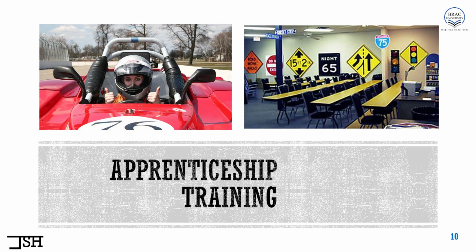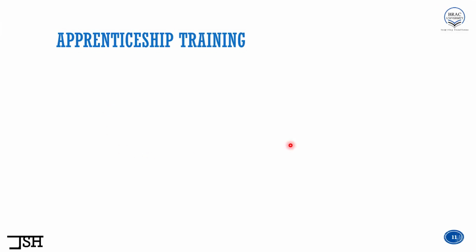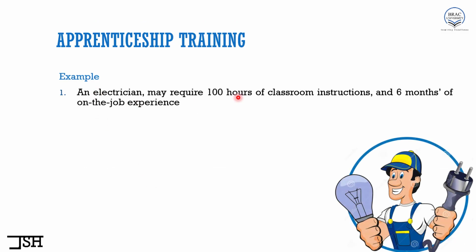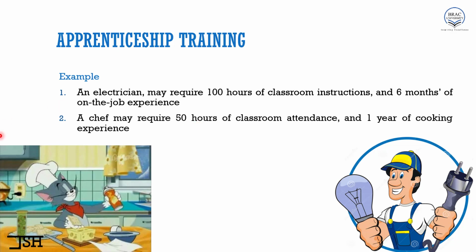Now let's take a brief look at two other examples of apprenticeship program. First, we have an electrician who may require 100 hours of classroom instructions and 6 months of on-the-job experience. When we combine these two methods, we get an apprenticeship program for an electrician. Next, for a chef like Tom here, we may require 50 hours of classroom attendance and 1 year of cooking experience. So 1 year of on-the-job learning.